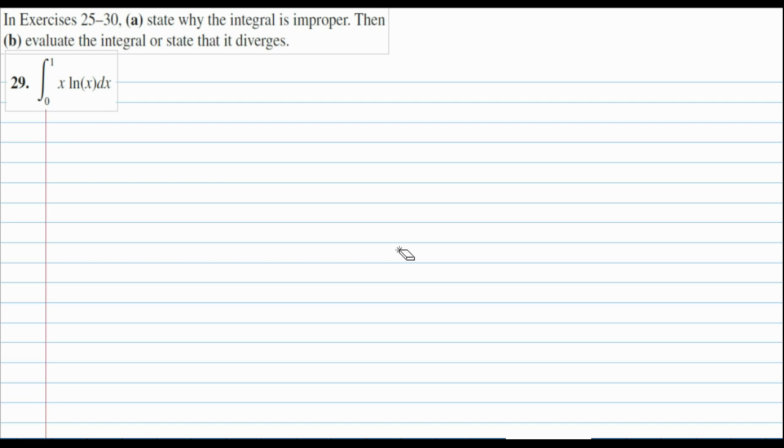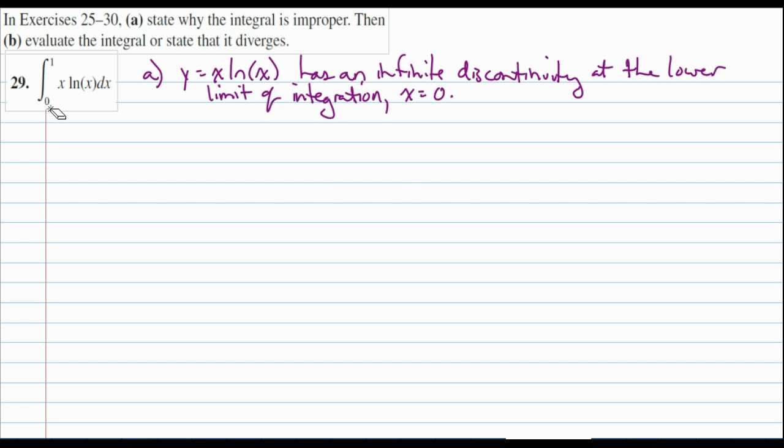Now try problem number 29. It says A, state why the integral is improper, then B, evaluate the integral, or state that it diverges, assuming it doesn't converge. Alright, so the antiderivative from 0 to 1 of x times the natural log of x dx. Well, in thinking about that function, the reason why it would be improper is because there is an infinite discontinuity at that lower limit of integration, x equals 0, because the natural log of 0 is an infinite discontinuity.